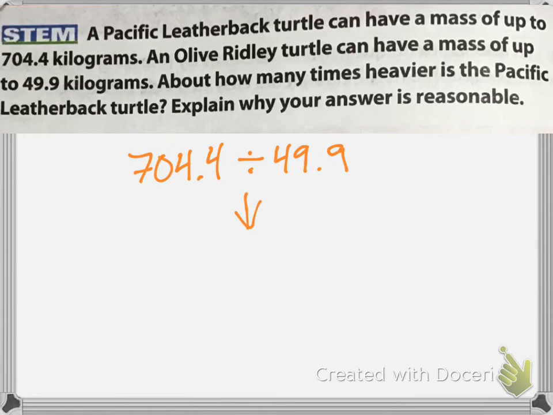So he rounds 704 and 4/10 to 700. What about the other one? What do you round it to? 50. Oh no, you did so poorly. Of course you got it correct. That's exactly what we do. Yes, it's exactly what we do.